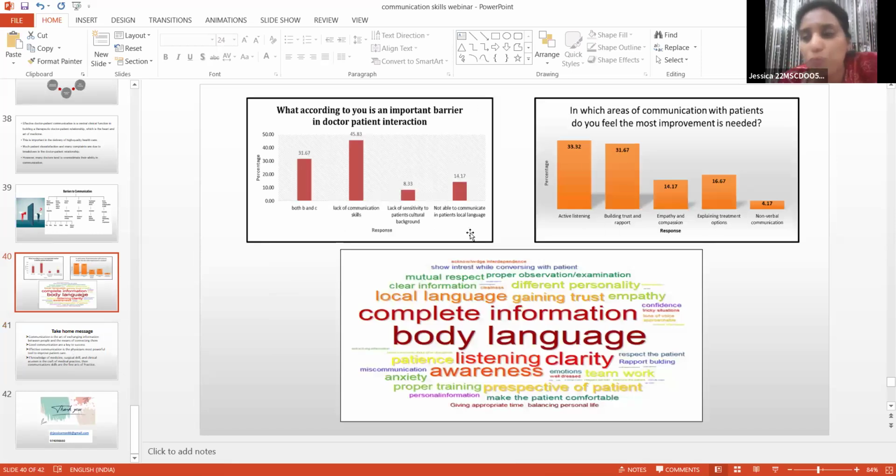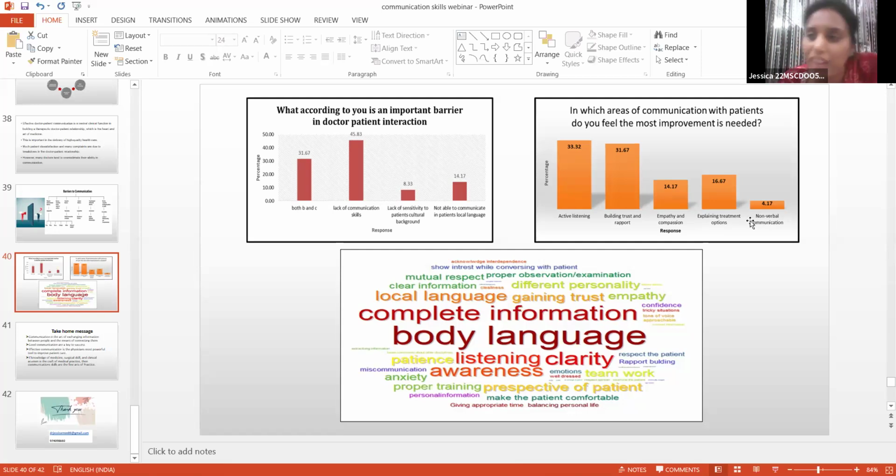This is a research project I am working on, where I have done a qualitative and a quantitative analysis on communication skill. 200 homeopathic consultants and students were asked to take a survey on what the important barriers in patient doctor interaction are. Most of them said lack of communication skill, lack of sensitivity to patient and cultural background, and not being able to communicate in the patient's language. The other important areas where we need improvement while communicating with the patient were active listening, building trust, empathy, explaining treatment options, and non-verbal communication.